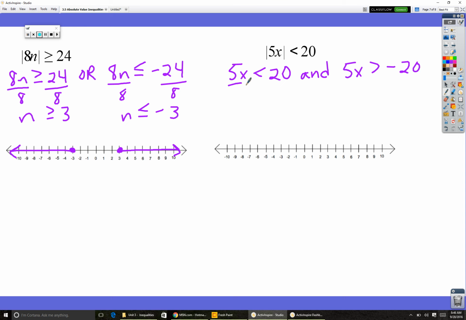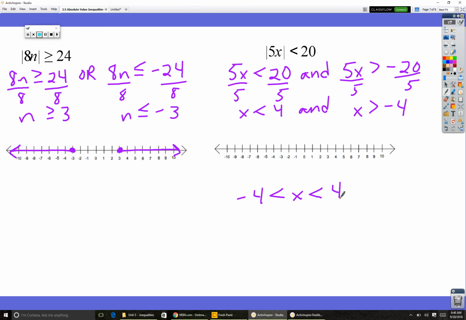Okay, so then solving this, we're dividing both sides by 5. X is less than 4, and this one I did not put together in a sandwich. I'll do this one the other way. And x is greater than -4. So I could write this out as a sandwich. I'm going to do it down here. -4 is less than x is less than 4. Open circles. Sandwich includes all the points in between.